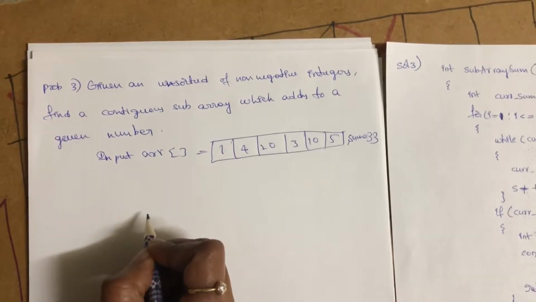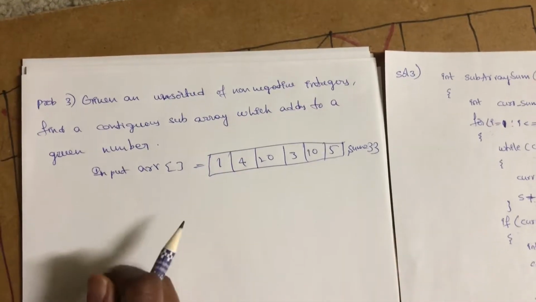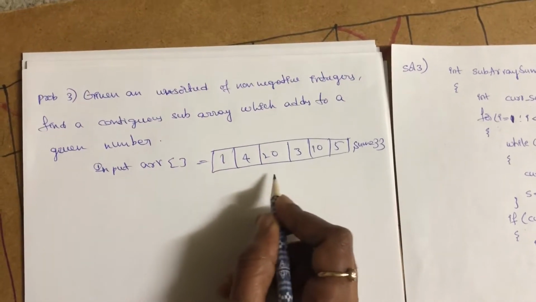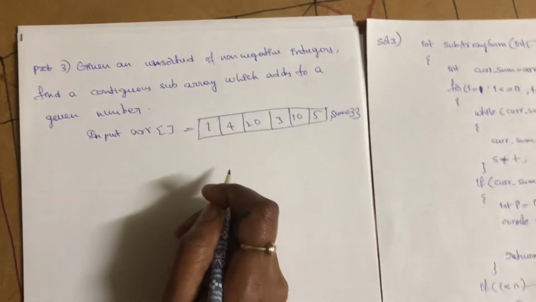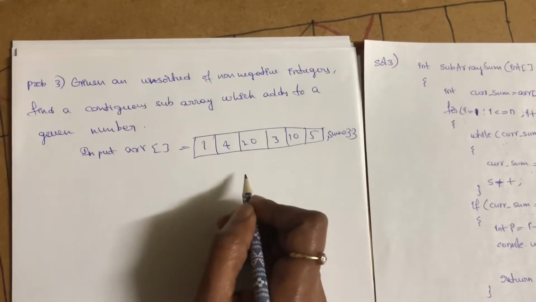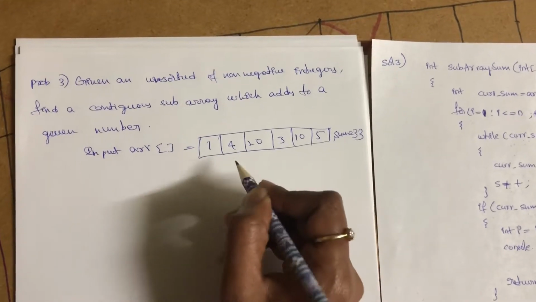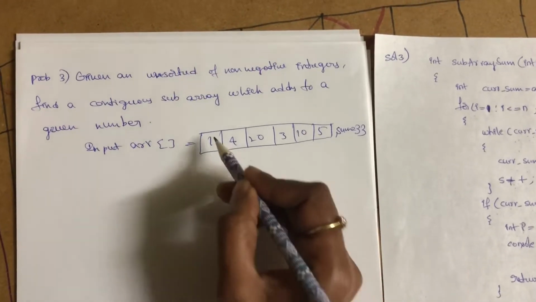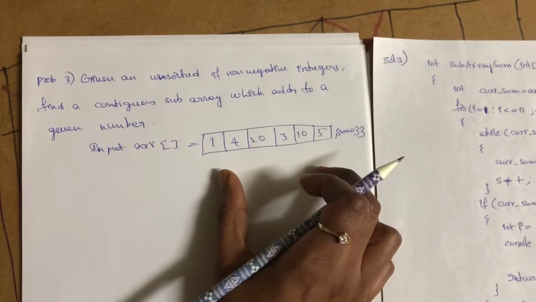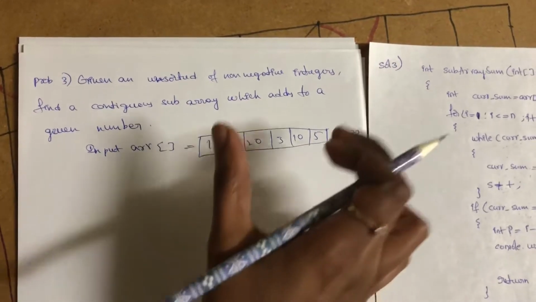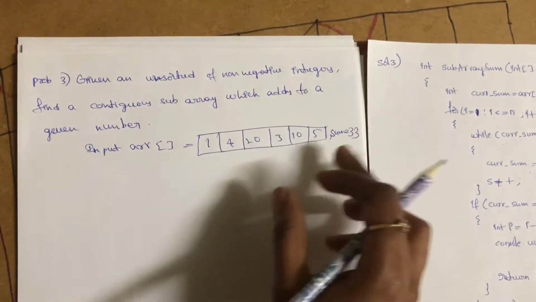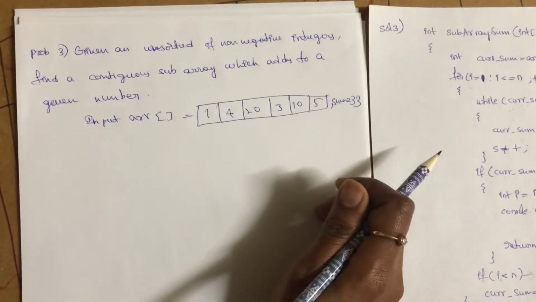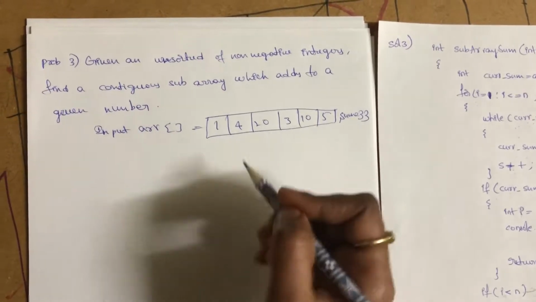To implement this solution, we can use two types of implementations. The first one is we can add all the sub arrays of the given array and check the sum of each sub array, whether any one is equal to the given number or not. If it matches, we can return the indices of the sub array.